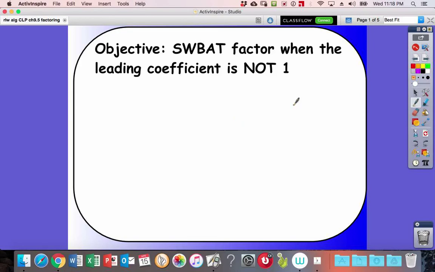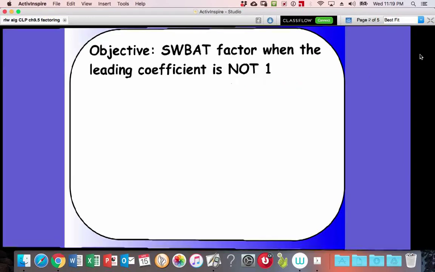Okay, here we go. This is the second part of factoring, and this is when the leading coefficient does not equal 1. I'm going to do this slide with you, and then I'm going to upload some other videos because they have some really good ones out there on Khan Academy and on Google, and I like the way they do it when the leading coefficient is not 1. I don't like the way they do it when the leading coefficient is 1, but I like the way they present this, so I'm going to upload those videos as well.